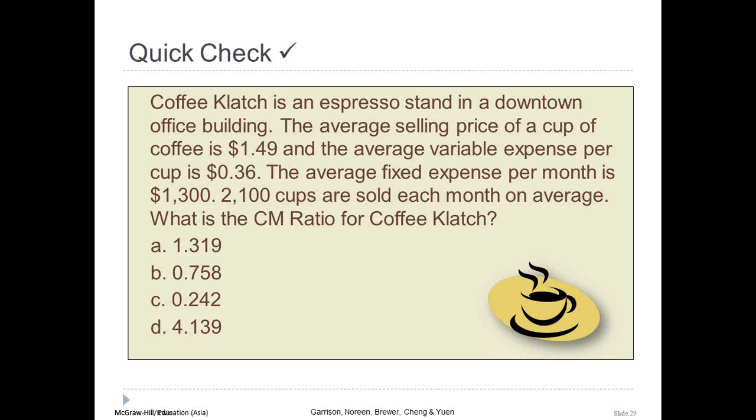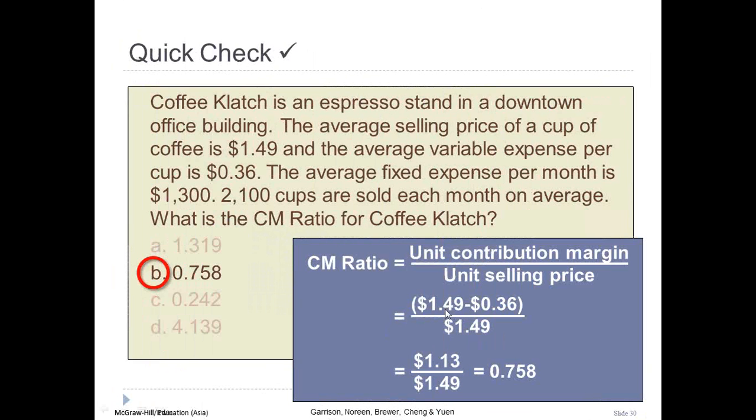So what are we going to do? We're going to take the selling price, $1.49, and the variable expense, 36 cents per cup of coffee. So take the difference: 1.49 minus 36 gives us a contribution margin of $1.13. The average fixed expense per month is this number, 1,300. So if this is sold, what is the contribution margin ratio?